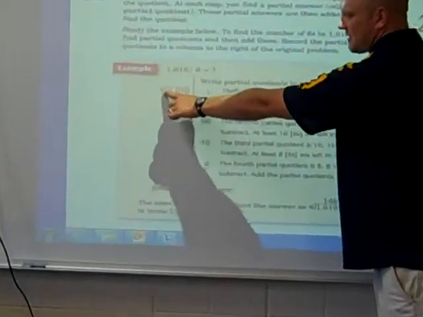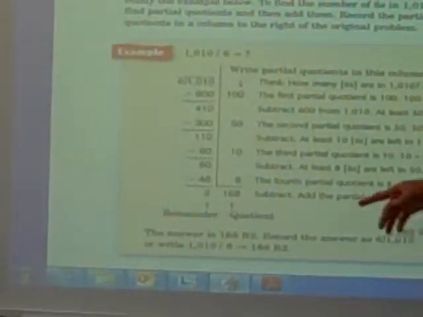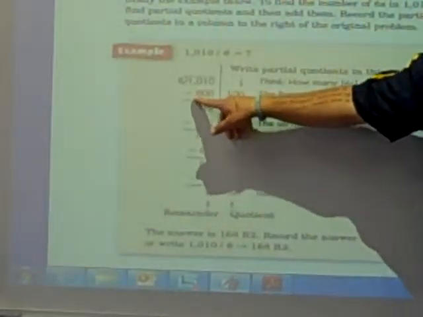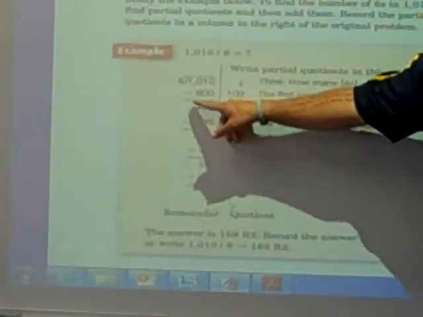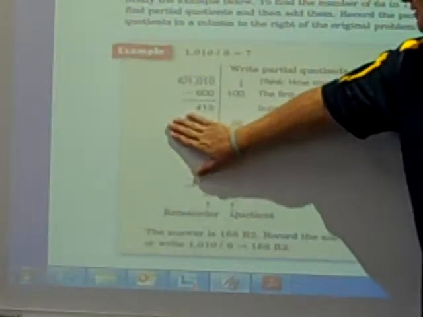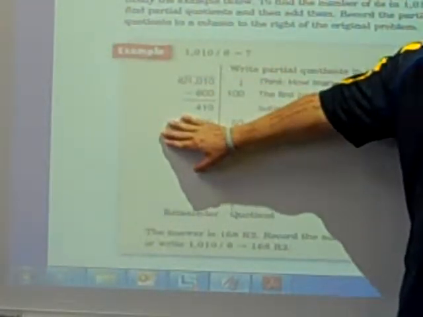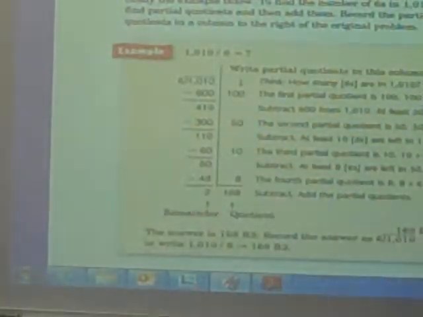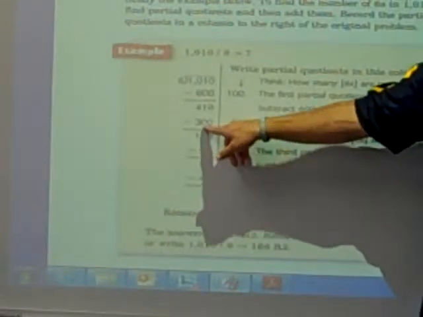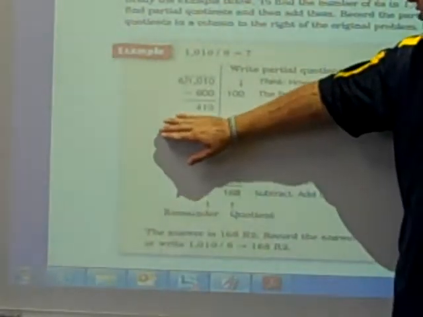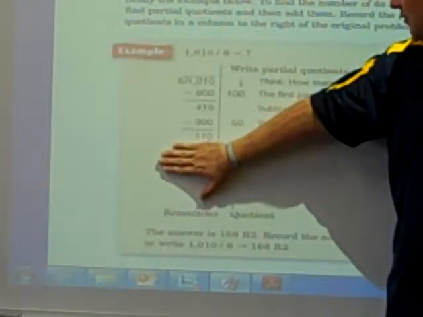So I know 6 can go into 1010 about 100 times. There's my friendly number here. I get my 600. When I subtract them, I have 410 left. So now I have to see how many times 6 can go into 410. 50 would be another friendly number because I can do that in my head. I know 6 times 50 is 300. So when I subtract those two numbers, I have 110 left over.